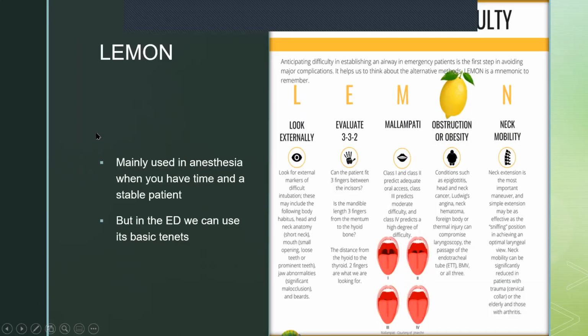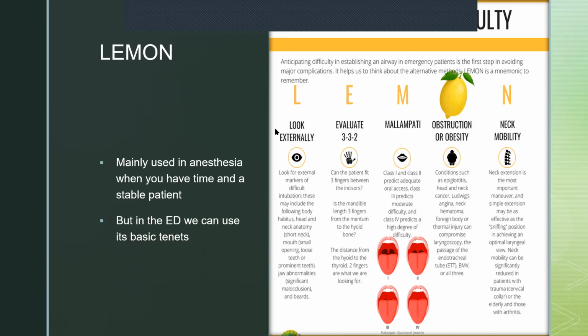Then the other score that we use is called the LEMON score. The LEMON score is also mainly used in anesthesia when you have time and a stable patient. In the ED, we also use it, but we use the basics of it. You can't use it to the full extent because you simply don't have the time. By the time you go through all of these, your patient will be dead. But you guys must learn it from both points of view, from an emergency and a stable point of view.